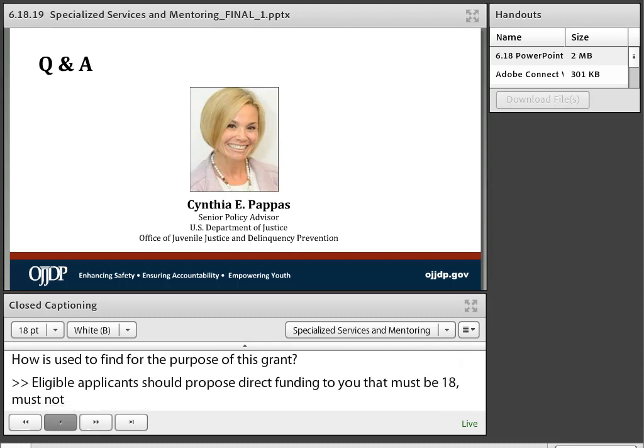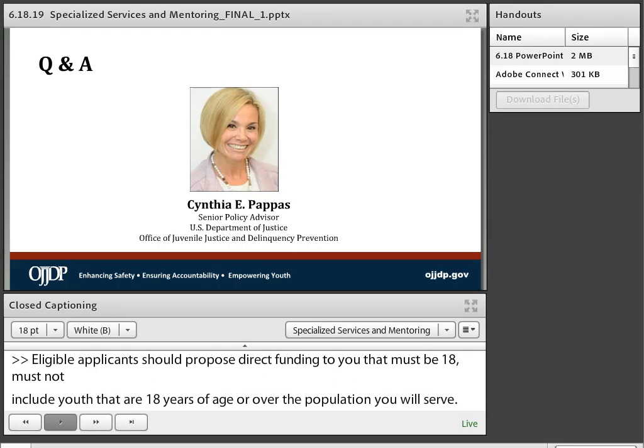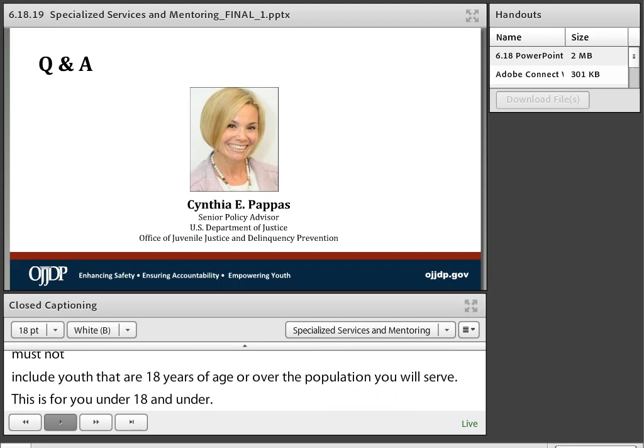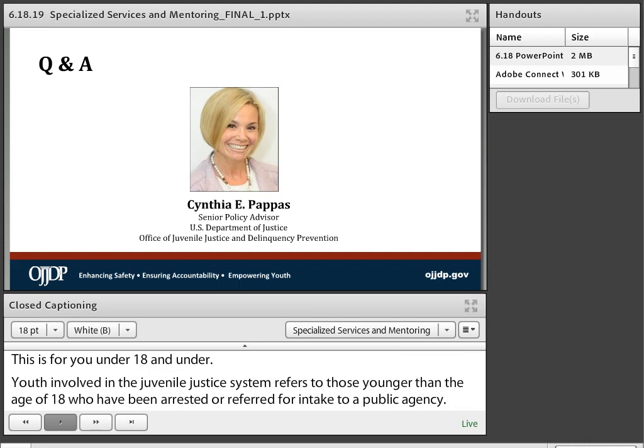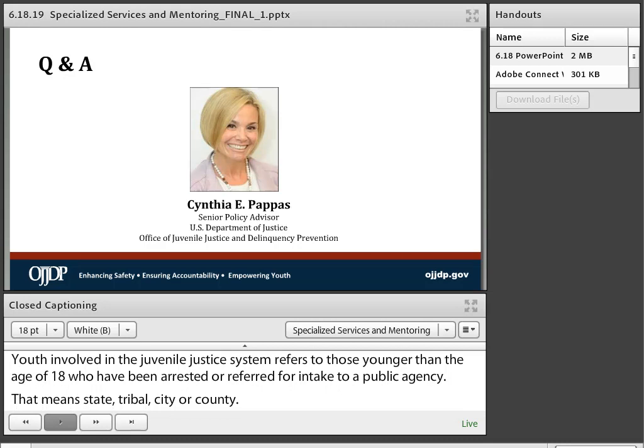And for category 3, youth involved in the juvenile justice system, we have a definition within the solicitation. It refers to those youth younger than the age of 18 who have been arrested or referred for intake to a public agency, and that means state, tribal, city, or county, legally responsible for handling juvenile crime, delinquency, and youth in need of guidance, treatment, or rehabilitation. I'm sorry, I'm reading directly from the solicitation, but the language is important. For category 2, youth involved in the juvenile justice system, there's a definition in there for that. But again, across all 3 categories, you must not include youth who are 18 or older in the population that you are serving for this funding.